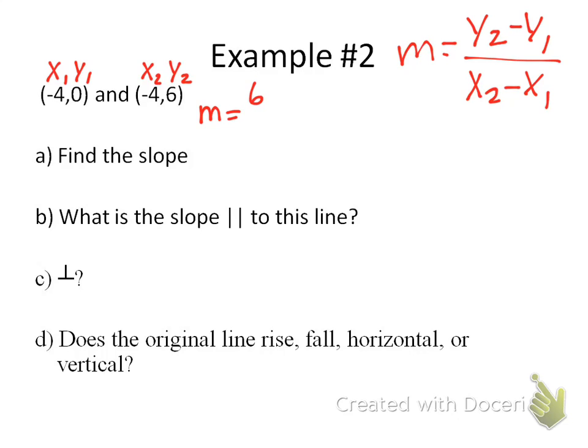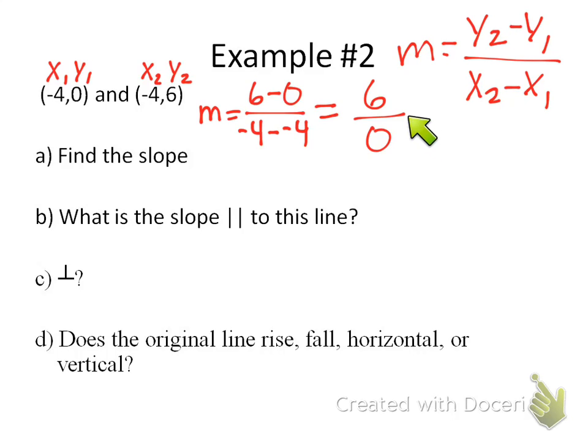y2 in this case is 6. y1 is 0. x2 is negative 4. x1 is also negative 4. So minus negative 4 on the bottom. On the top, I'm going to get a 6. What do I get on the bottom? 0. You cannot leave your answer like this.